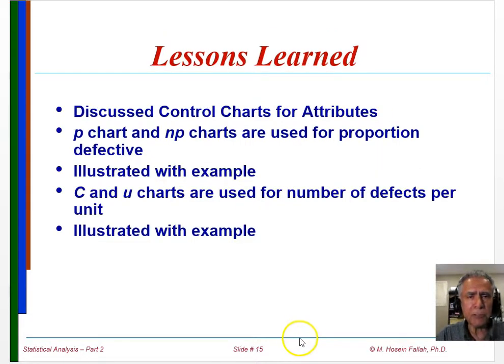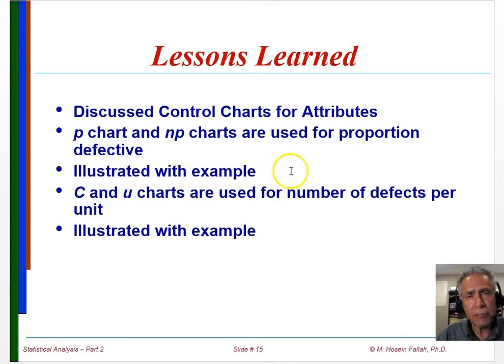Now with that, let me just summarize. We talked about control charts for defective units and control charts for number of defects per unit. In the case of defective units, like the production of various products or gadgets, if the sample size each time is the same, then we can use an NP chart. If they're different, we can use a P chart. And we showed how to calculate the control limits.